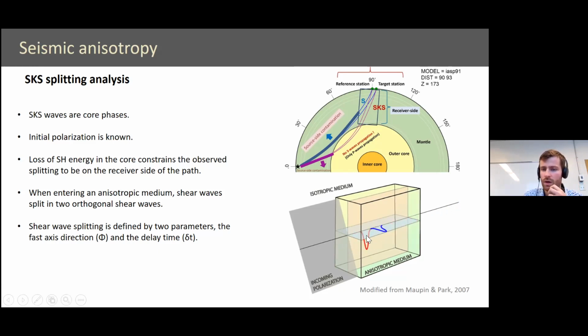And as you travel through the anisotropic medium, you see that basically the delay time between the two accumulates. And so the shear wave splitting is defined by two splitting parameters, which are the fast axis direction and the delay time. And so that's what I'm going to show now on top of my tomographic models.